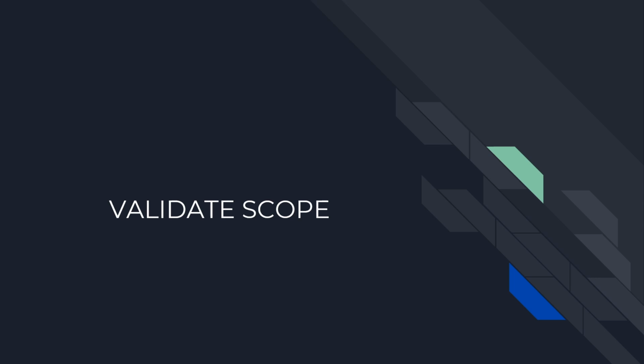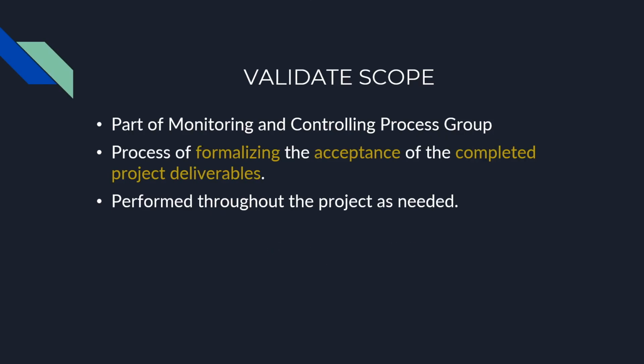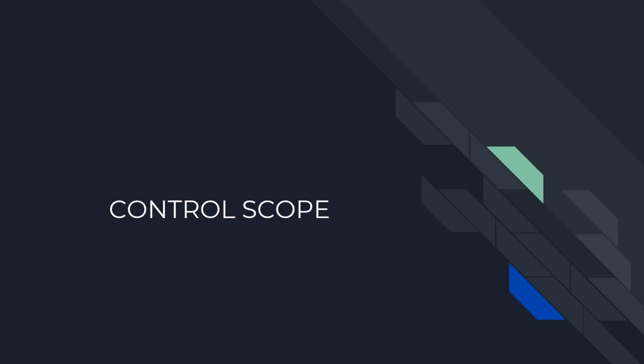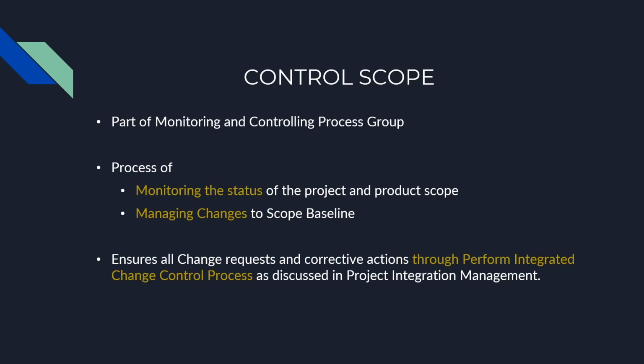The first process in the monitoring and controlling process group in project scope management is validate scope. It defines how the completed project deliverables will be accepted, and we define the process of acceptance. It can be performed throughout the project as and when needed. Key outputs for validate scope are accepted deliverables, work performance information, change requests, lessons learned register updates, and requirements documentation updates.